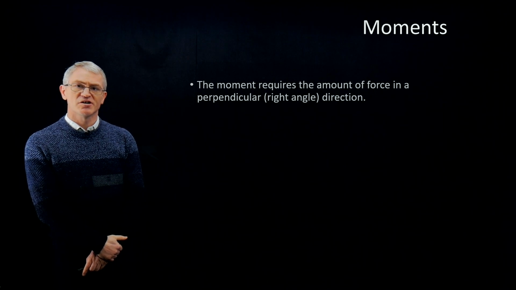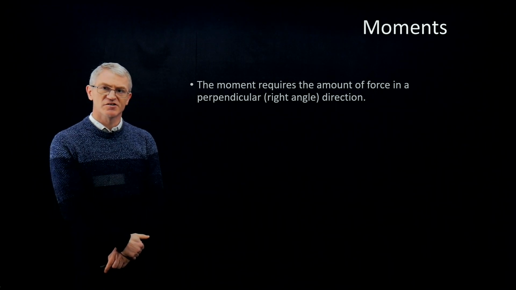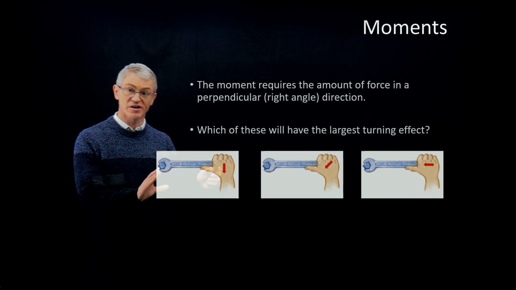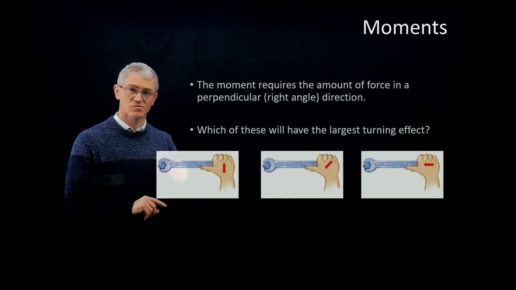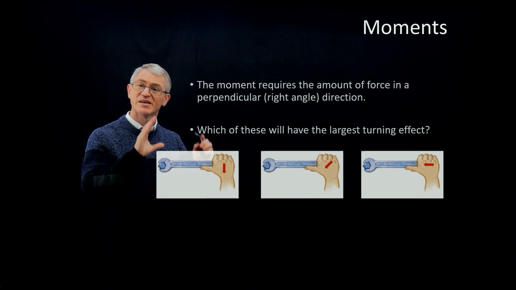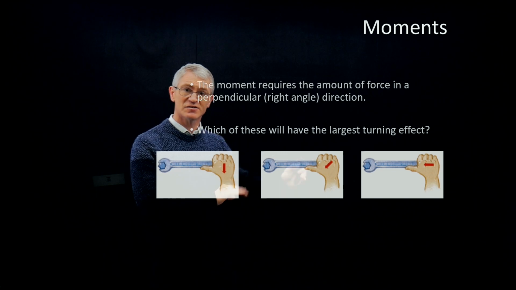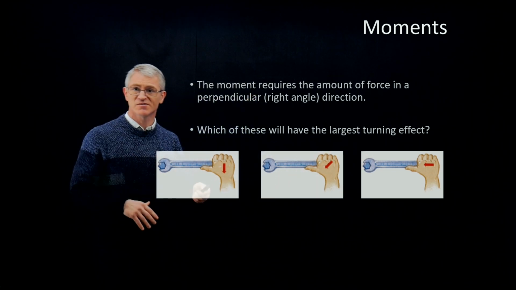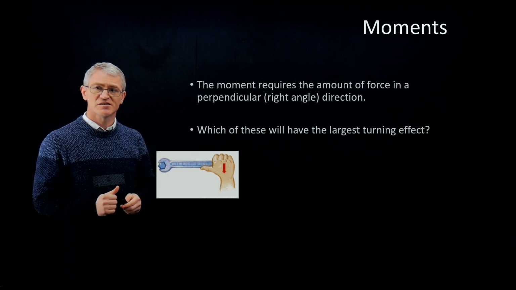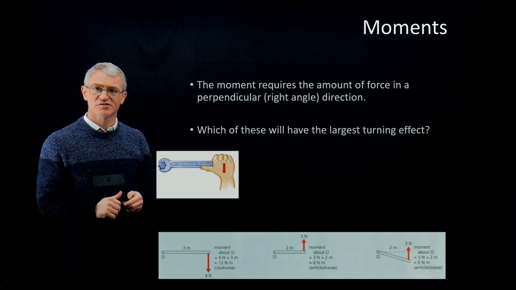Now moments require the amount of force in a perpendicular right angle direction. If we look at these, you can see that this is at a right angle to where the turning force should be applied. So you see here and then down. And then this is not, and this is not, so the biggest turning effect is going to be this one here. So let's take the two away and then let's look at some examples.